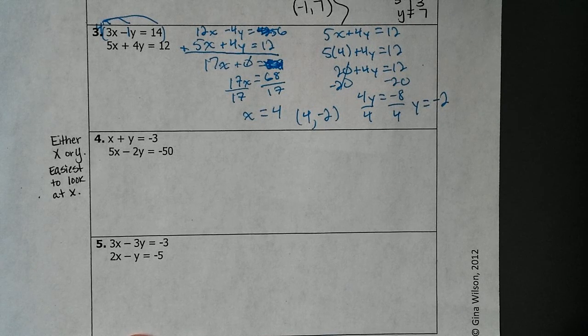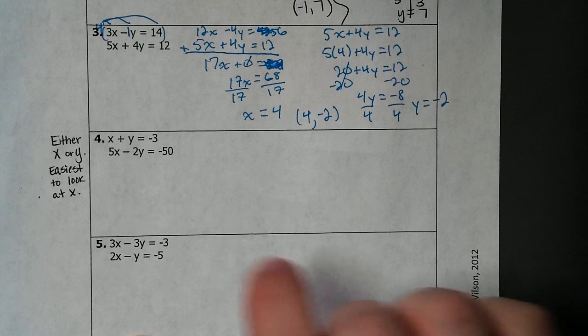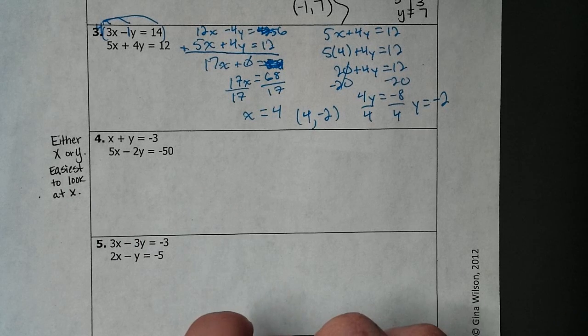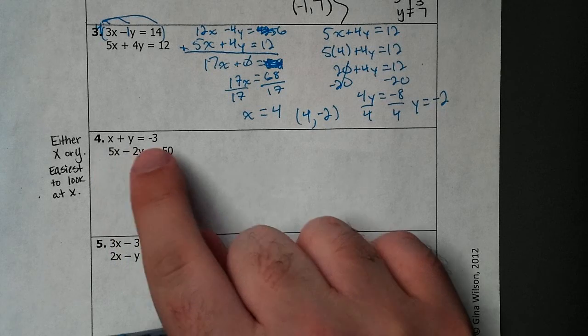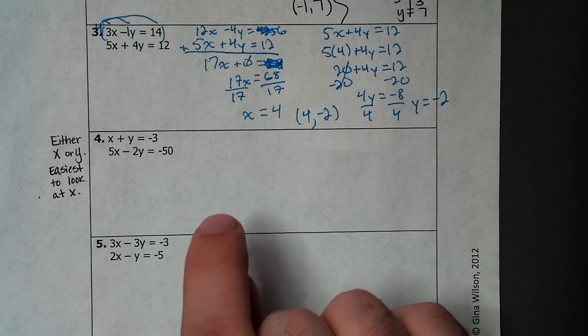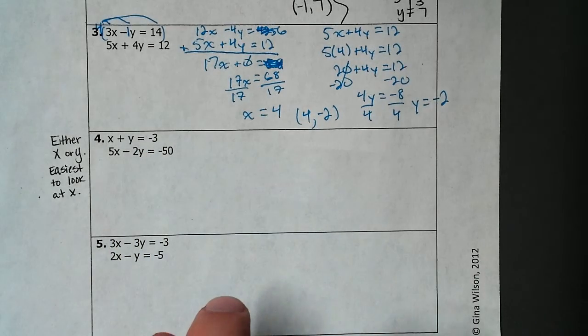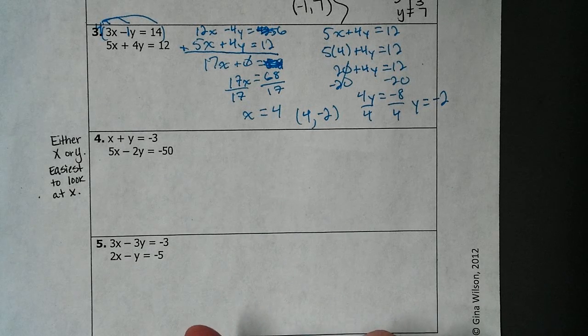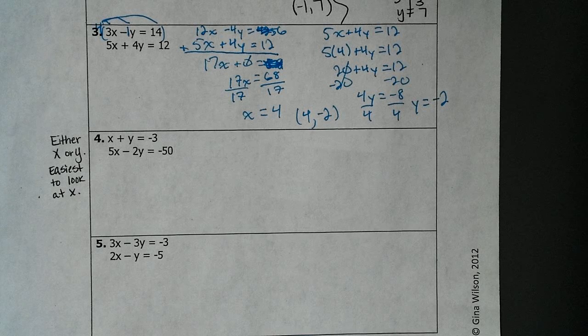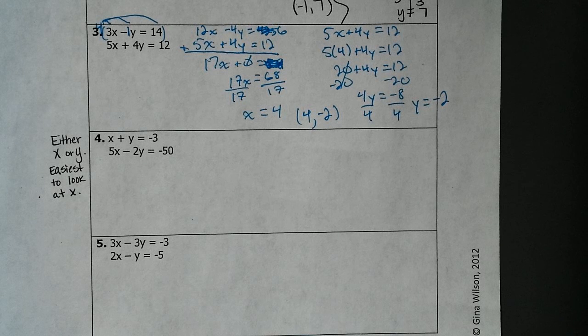Alright, so I want you to try number 4. Now you can pick X or Y and make sure to get the same number as what's on bottom. After you get your new equation, go ahead and solve it out. Get either your X equals or your Y equals, and then plug it in to get the other one. Okay? Pause the video now until you have gotten your answer on number 4.